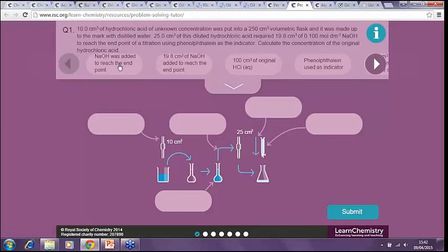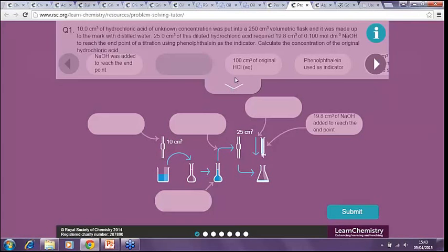So you've got "sodium hydroxide was added to reach the end point", this first lozenge here, or "19.8 centimeters cubed of sodium hydroxide added to reach the end point". So these are both saying the same thing. They're both correct statements, but you can see that one of the answers is better than the other. Okay, so I'm going to make sure that I choose the best answer when I'm choosing my answers. So I label each stage and I submit that, and then it's going to ask me to calculate each stage of this question until I get to the end result and I've calculated the concentration of the original hydrochloric acid.